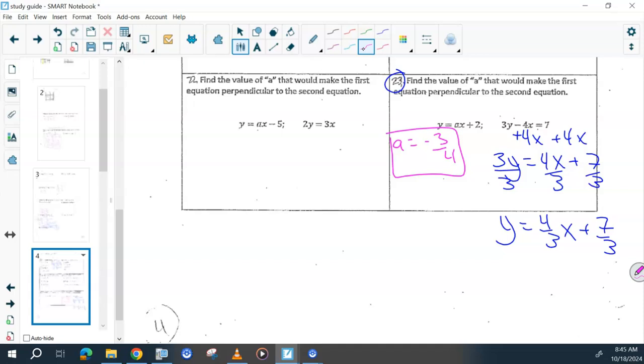Questions on page 5? Yes. It's negative.